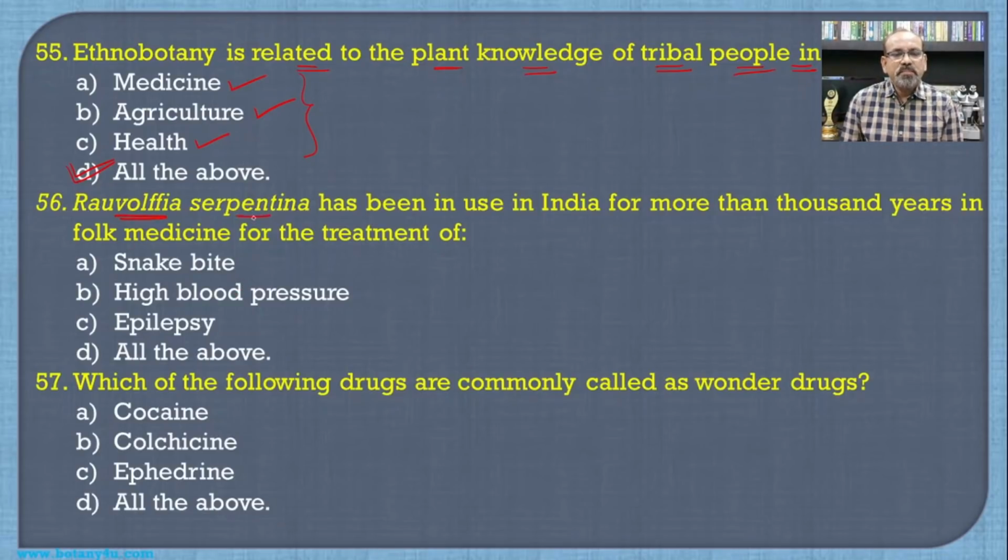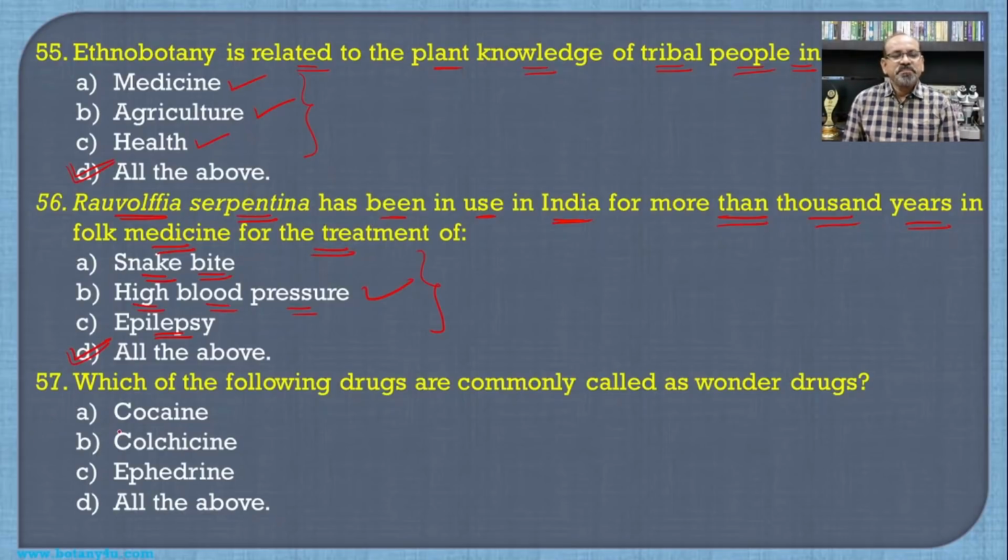Then Rauwolfia serpentina has been in use in India for more than 1000 years in folk medicine for the treatment of? If we see the usage of Rauwolfia serpentina, we find that it is used against snake bites. Again it is used to treat high blood pressure, and even it is used to treat epilepsy. Hence all these three are uses of Rauwolfia serpentina, and all the above becomes the answer for this question.